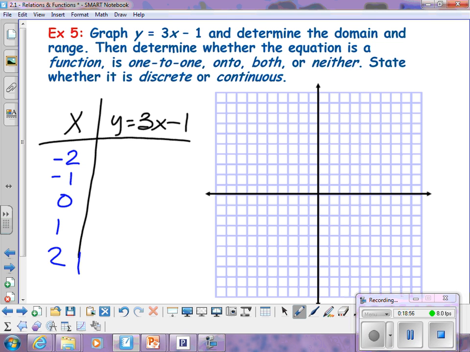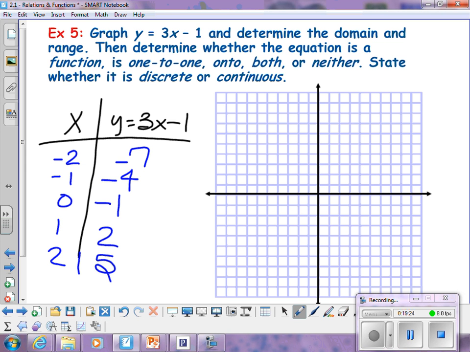Plug it in. -2 times 3 is -6. -6 minus 1, -7. 3 times -1, -3 minus 1, -4. I don't even have to do any work for 0 because that's my y-intercept, isn't it? Yeah, when you plug in 0, that's your y-intercept, -1. When I plug 1 in, I get 3 minus 1, which is 2. 2 in, 6 minus 1, which is 5. We picked the same numbers.